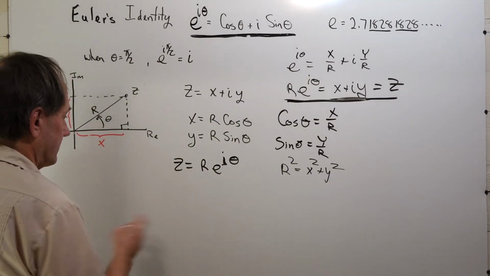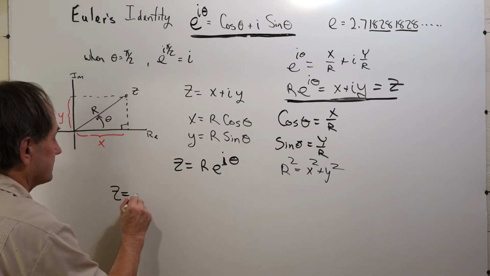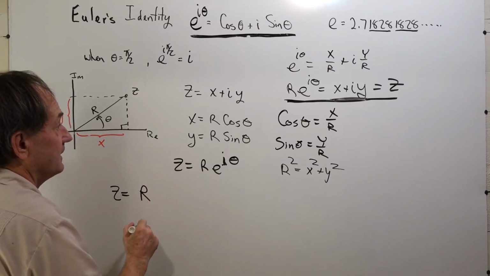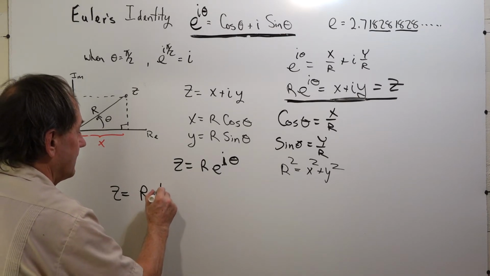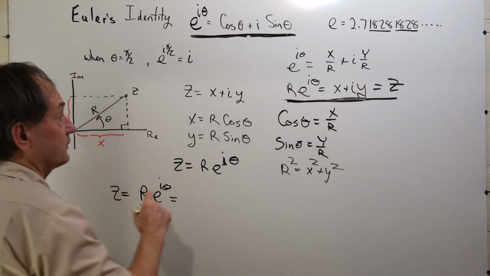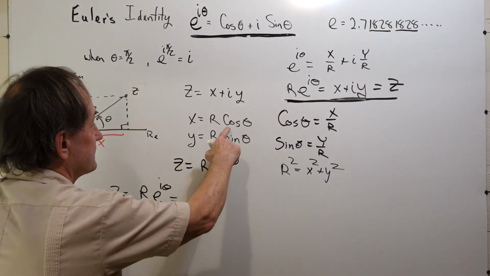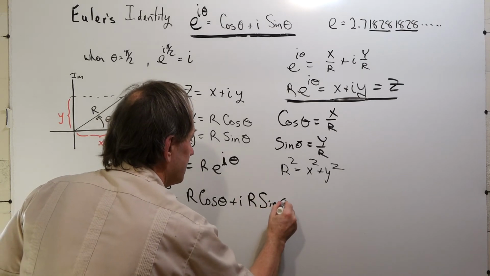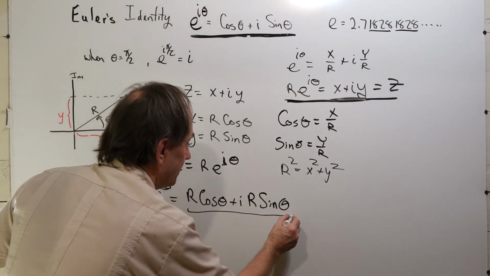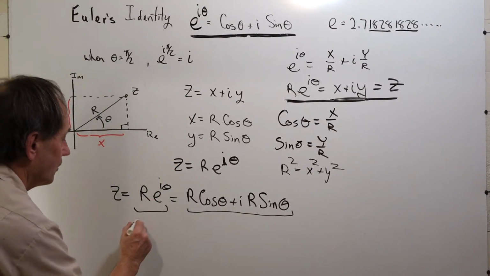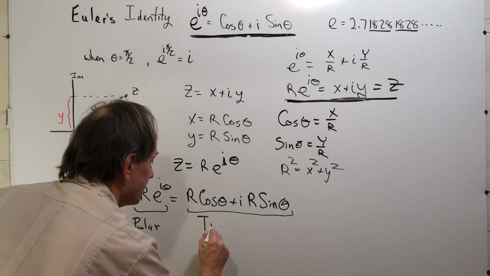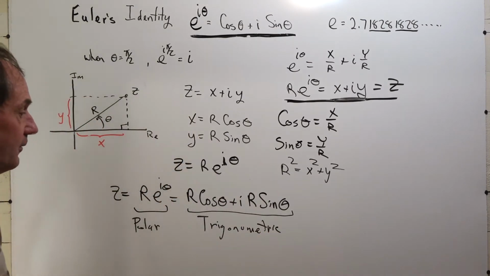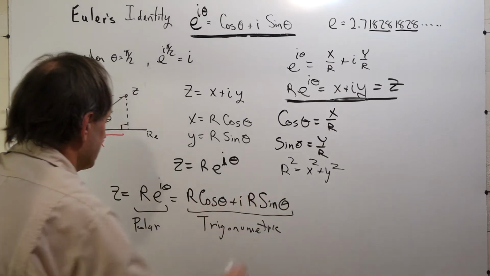z equals r e to the i theta, which is equal to our x, which is r cosine theta, plus i r sine of theta. This, again, we call the trigonometric form, and this is the polar form. And this is the trigonometric form, or the rectangular form, where we have x plus iy.